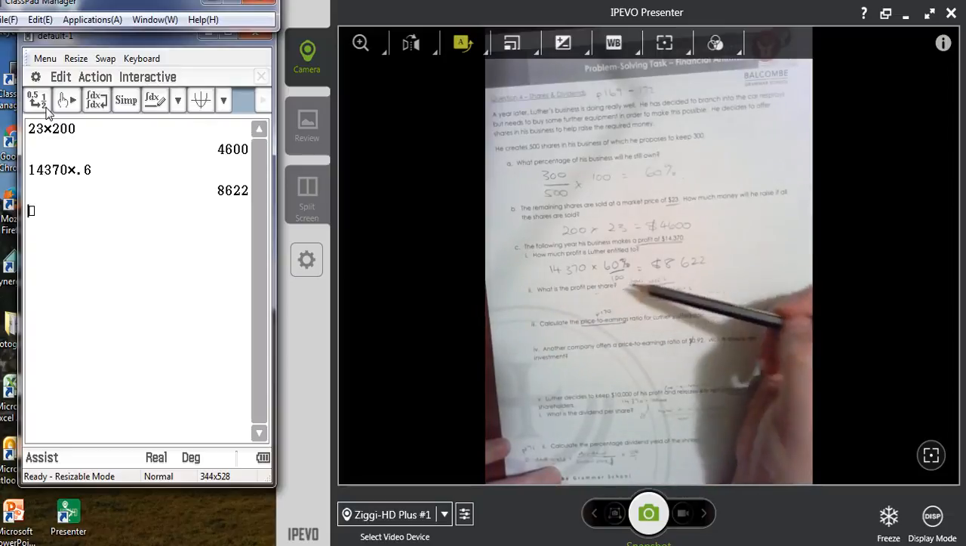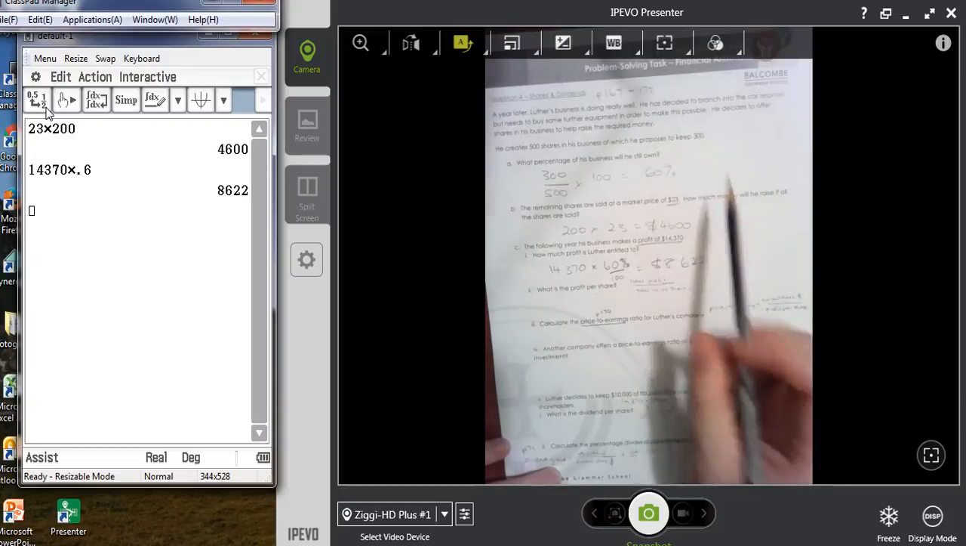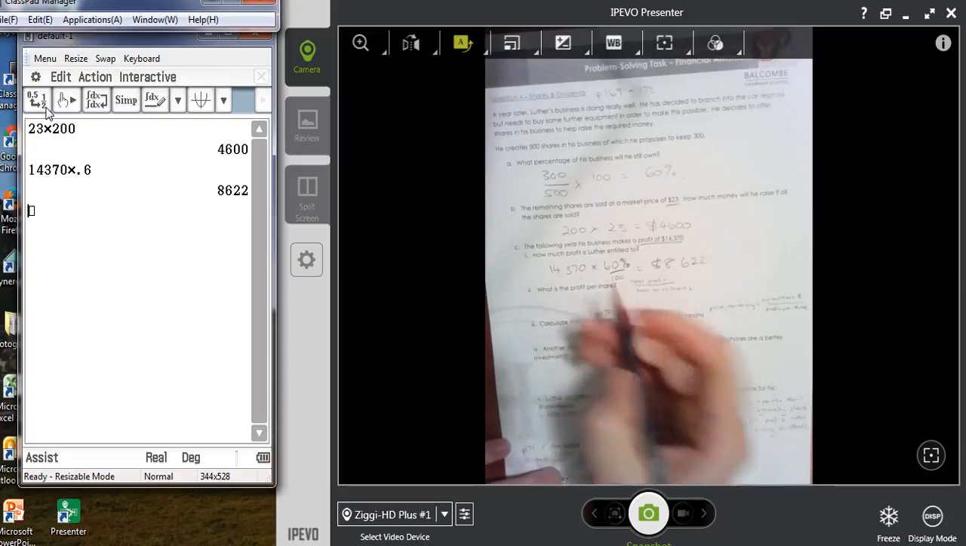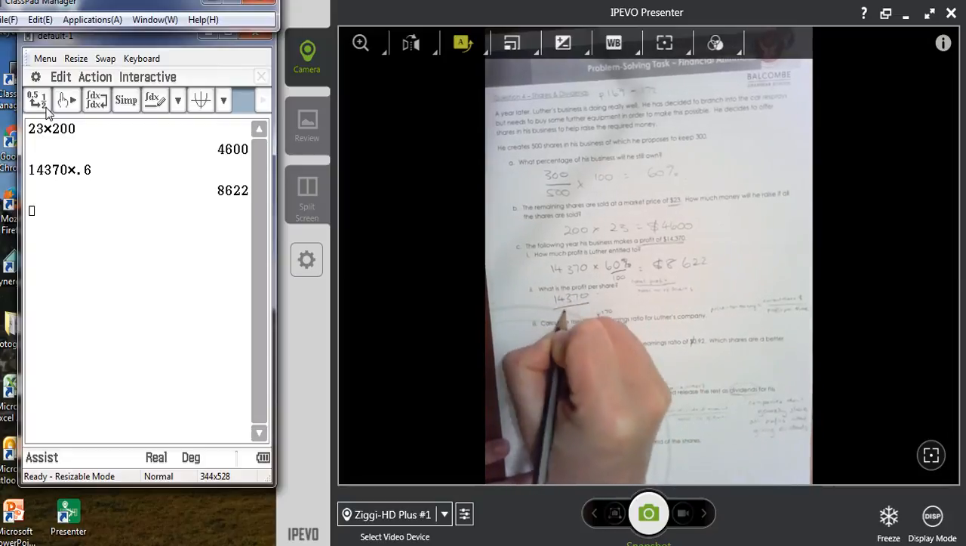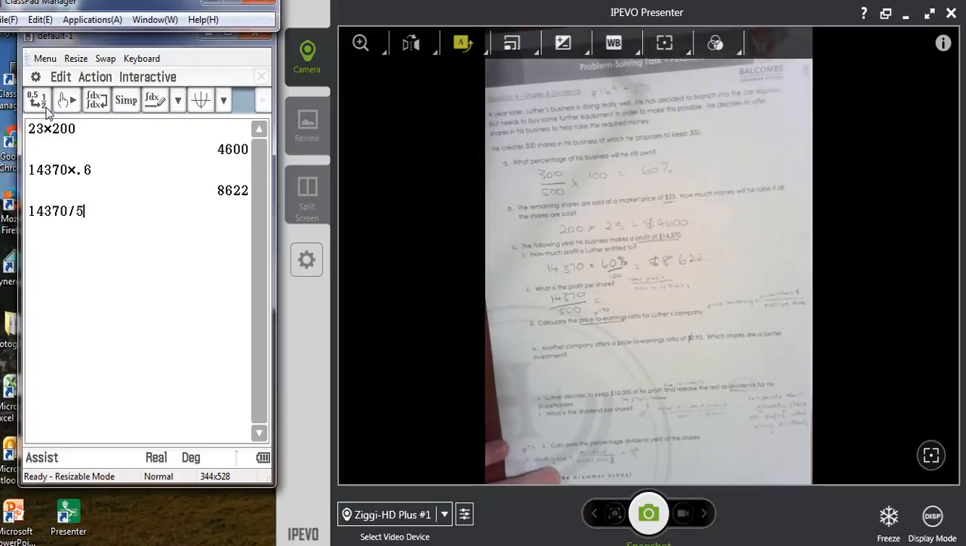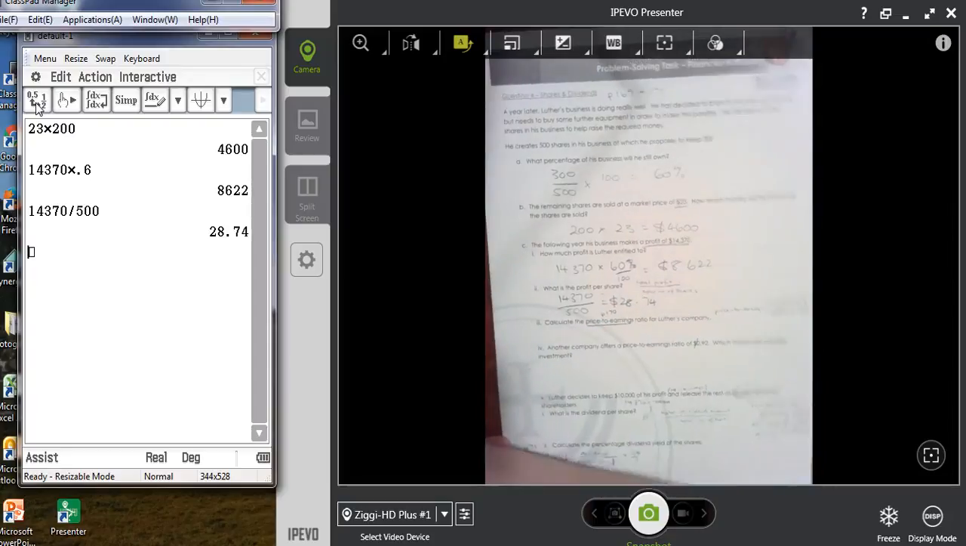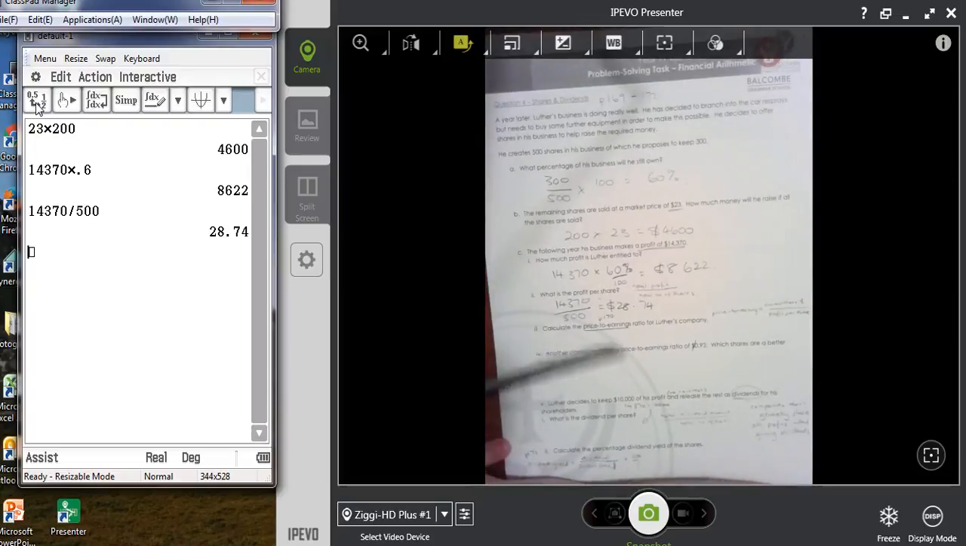Profits per share, it's two ways you can do it. You can either work out how much each share is worth using this amount and his 300, or the total profit divided by the total number of shares. So I'm going to do it that way. So the total profit per share is $28.74. Now it is $24.74 because you don't take into account how much they paid for the shares initially.